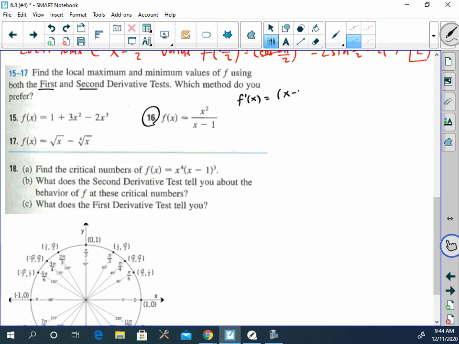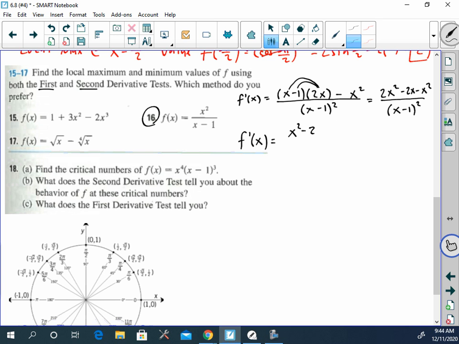all right, I'm doing low d high minus high d low is just 1 over the bottom squared. And then I'm going to distribute this. All right, so we get just x squared minus 2x on top over x minus 1 squared. Does that look right, Chad? Okay. And then we're going to set this to 0 and all that.